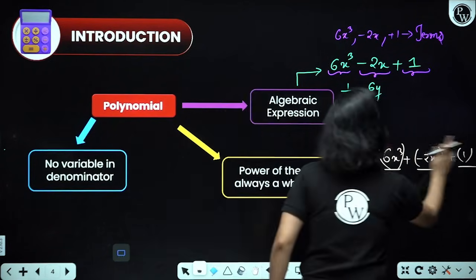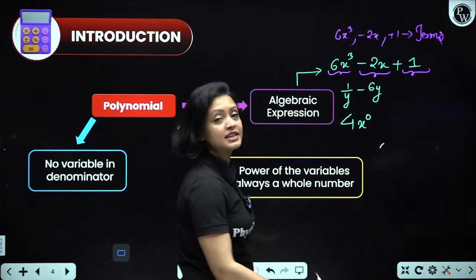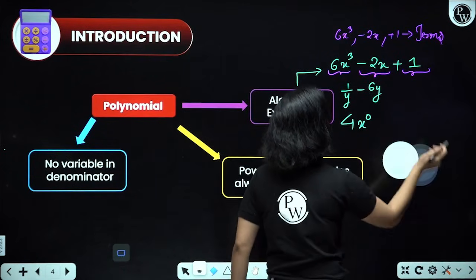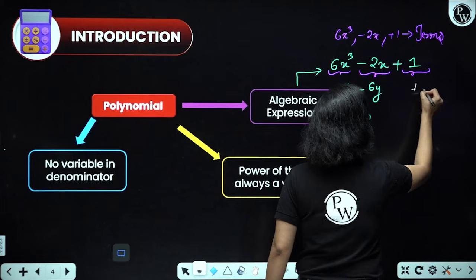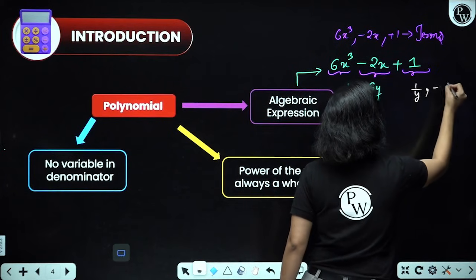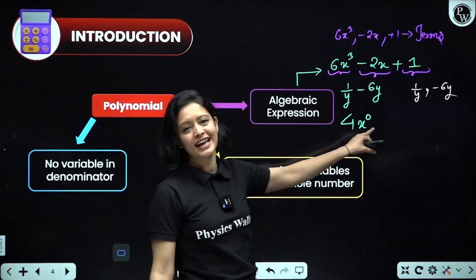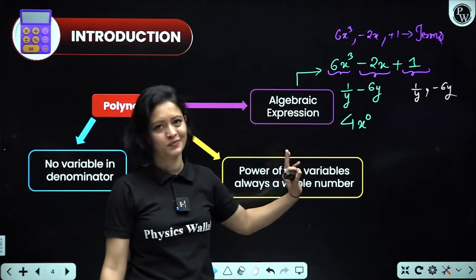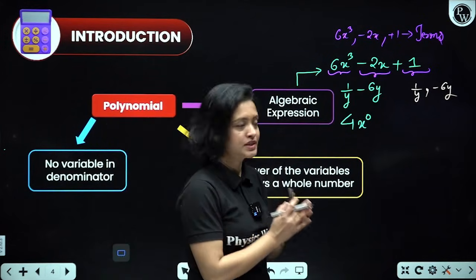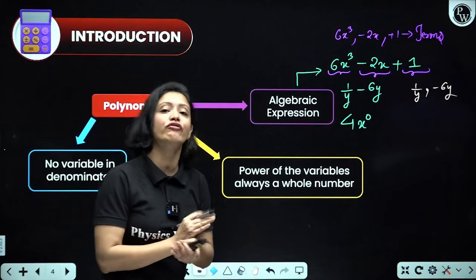Got it? So for example, in 1 by y minus 6y, what are the terms, everyone? The terms would be 1 by y, comma, negative 6y. These are the two terms. And here you only have one term, 4x raised to power 0. Okay, so these are the terms. Now let's talk about coefficient also.